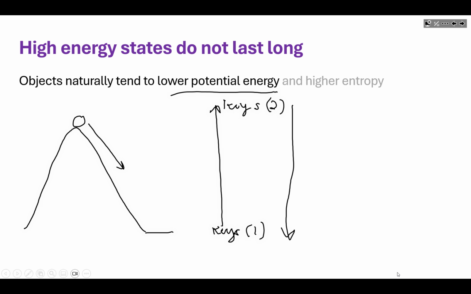The same is true for electrons. Excited states do not last long. They will jump back down to lower energy levels, and that's where they want to be. We haven't gotten here yet, but another reason is higher entropy, but that has nothing to do with this lesson. We're just looking at potential energy.